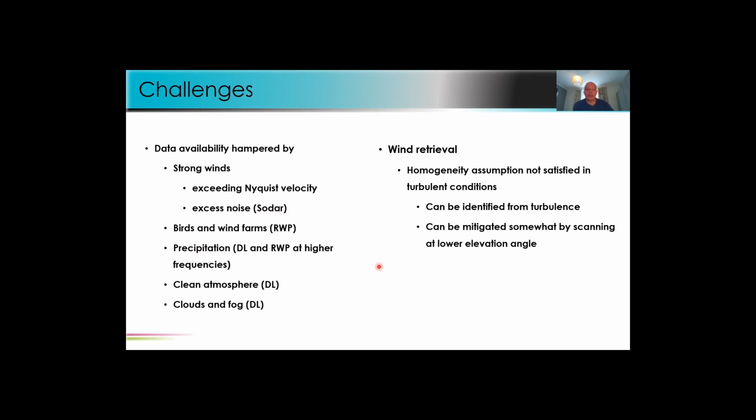And actually, rather than it being a signal to noise issue, so there's always enough signal to get a retrieval, when it comes to retrieving the winds, the issue is to do with the homogeneity. So when you're doing your scan, you're assuming that everything is homogeneous, and that's not quite true, especially when it's strongly turbulent. We can identify this, and we can actually mitigate this a little bit by how we're doing the scanning. So that's a lot of the work that we're doing at the moment during this probe project.